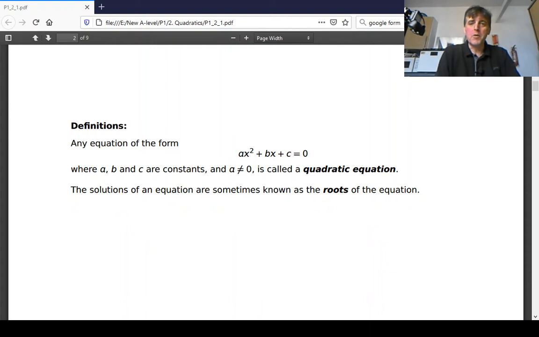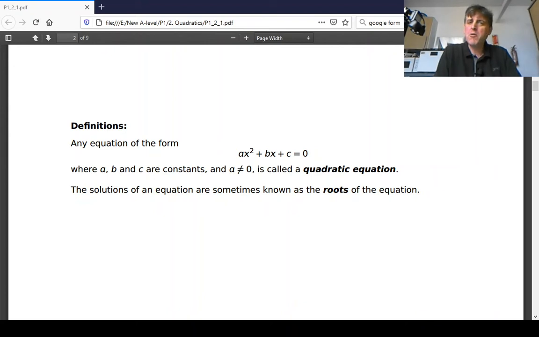Now, I'm sure you remember what a quadratic equation is, but just a reminder, if we have an equation with an x squared term in it, so it's of the form ax squared plus bx plus c equals 0, then we call that a quadratic equation. Also, if we can rearrange the equation to be that form, we call it a quadratic equation.